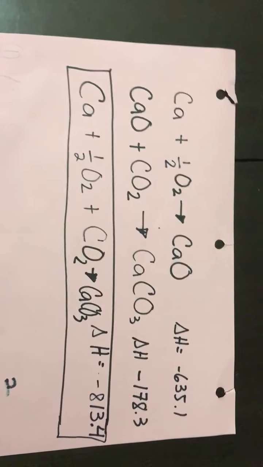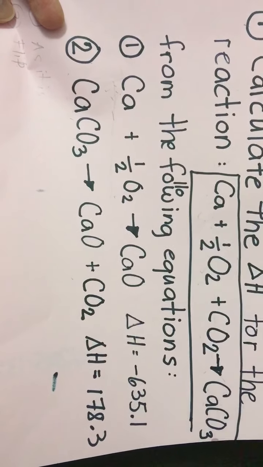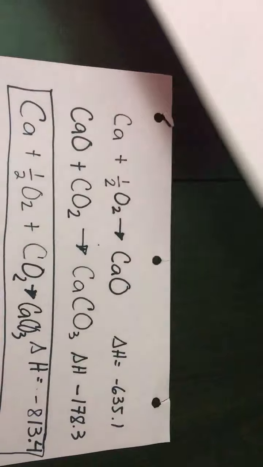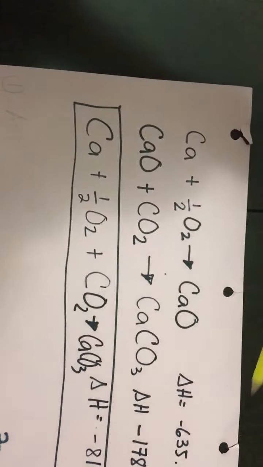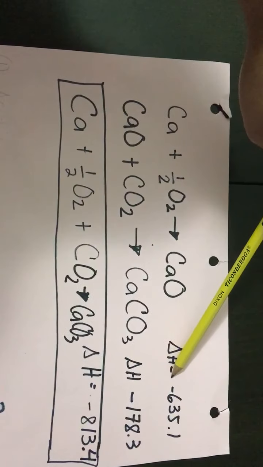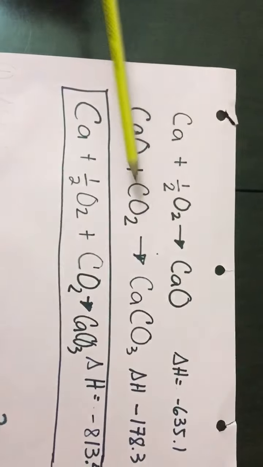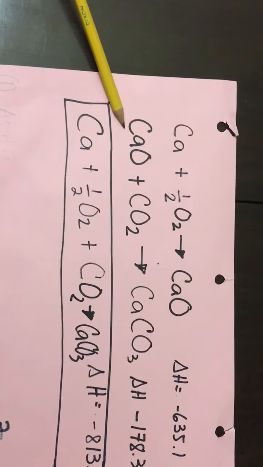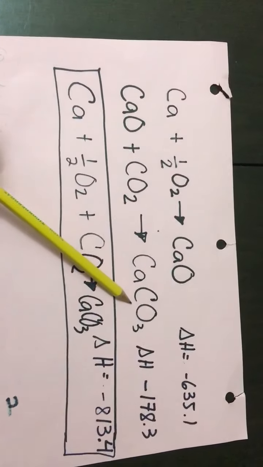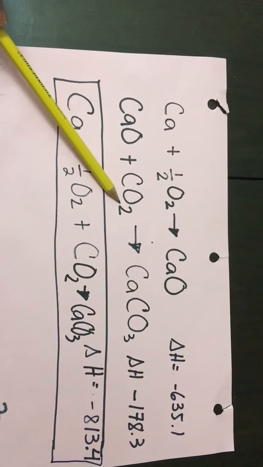So first, if you notice, this is the given, right? The given is number 1, we keep it as it is, calcium plus 1/2 O2. So this we kept it. So also we didn't change the delta H. So it remains negative 335.1. Calcium on the second equation, we flip. Now the calcium carbonate is on this side, and then the calcium oxide plus CO2 becomes the reactant.